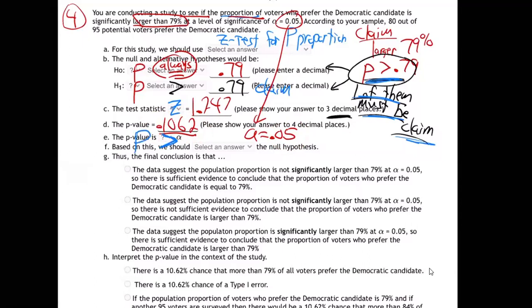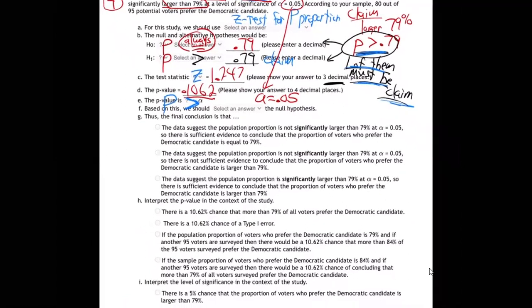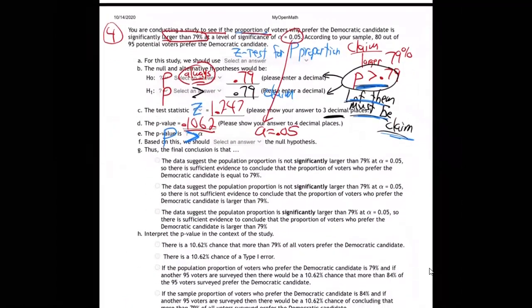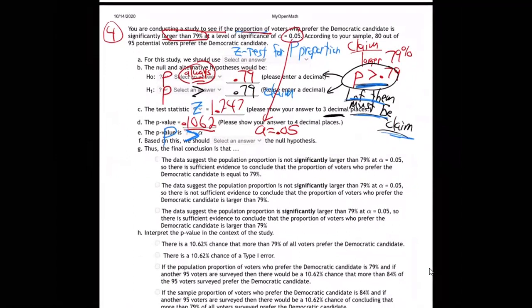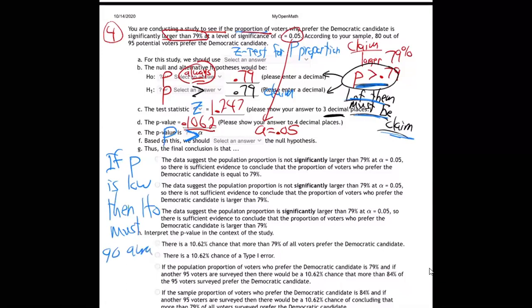So P is greater. Now remember what that means. You can go to the notes, but I'll just write it out for you right here. If P is low, then H0 must go away, right? But my P is not low. P greater, P not low. To be greater is to not be low. So let me go back here. If P is not low, then H0 must not go away. You just throw a not on both of those.